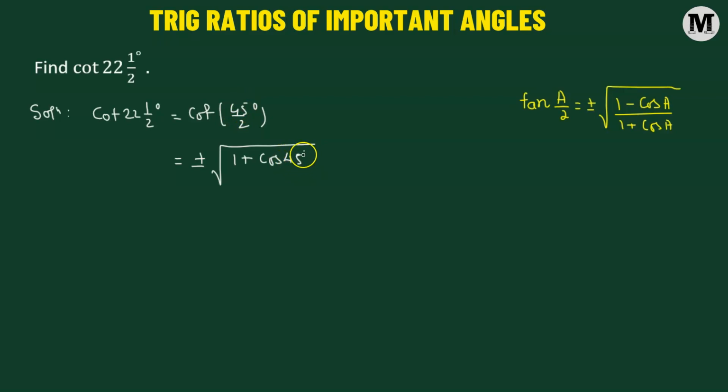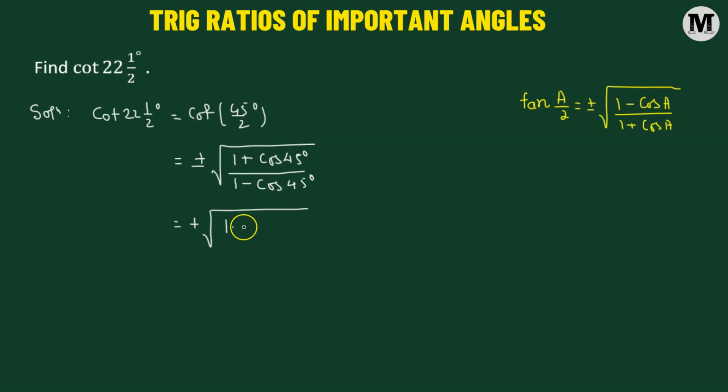So we have cosine 45 degrees in the numerator, and in the denominator we have 1 minus cosine of 45 degrees. Now we have two values, a plus value and a negative value, but we'll only consider the positive value. The reasoning behind this is that 45 over 2 is an angle that lies in the first quadrant, where all trig functions are positive.